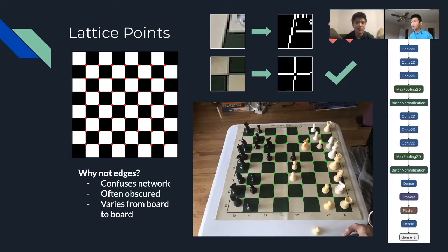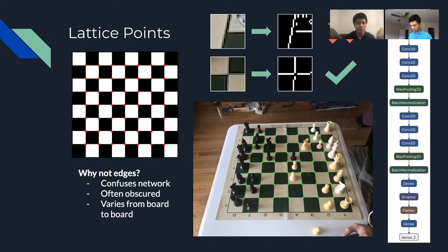So why don't we count the edge points as lattice points? This is because the way we pre-process these small images, oftentimes an edge will look like some outside background noise, and our network will become confused because of that. Another reason is that the edges are often obscured. For example, in this image, on the right side, we can't see any of the edge points because they are being blocked by the white pieces.